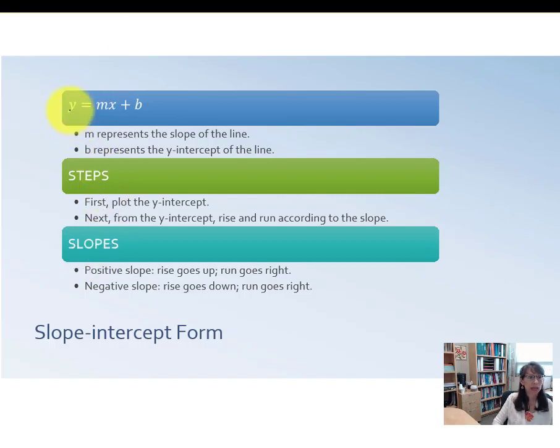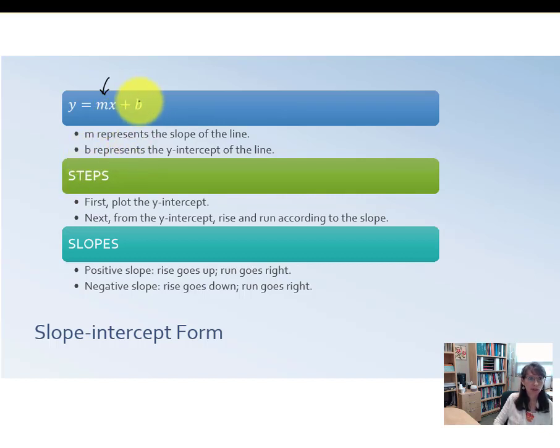We see the formula as y equals mx plus b, where m represents the slope of the line. Just m is the slope. M will be a number. X is a variable, so do not include x when you are writing down what the slope of the line is.